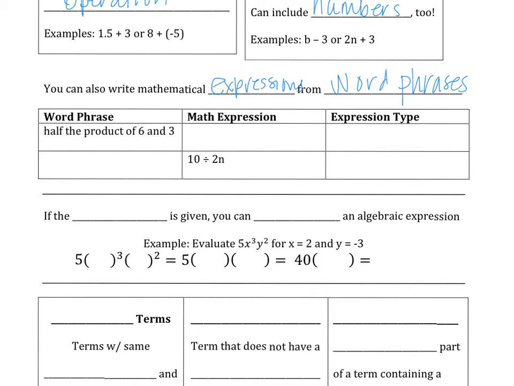First of all, let's take a look at this, half. So we're going to put half. What is it half of? It's half of the product. Product is going to be multiplying. So we're going to put that right in there. What is it the product of? 6 and 3. So if we take a look at this again, we can see that we have half. The product means that we're going to be multiplying something, and we are multiplying 6 and 3 together. So that's what that mathematical expression looks like using numbers.